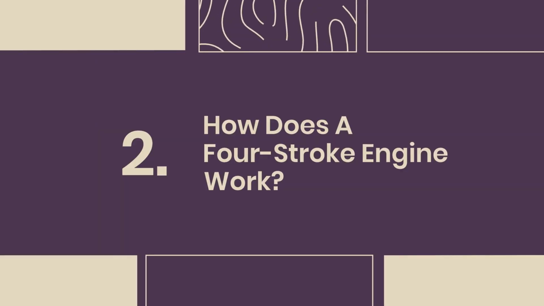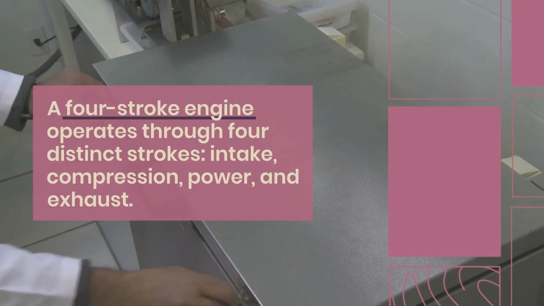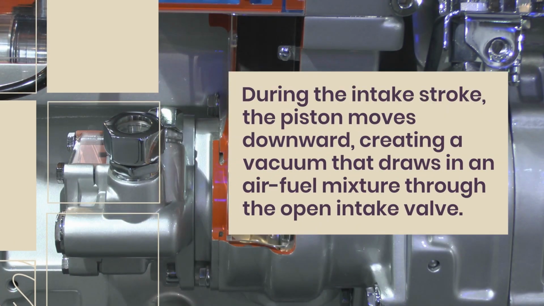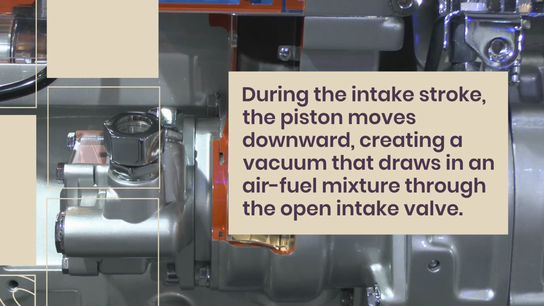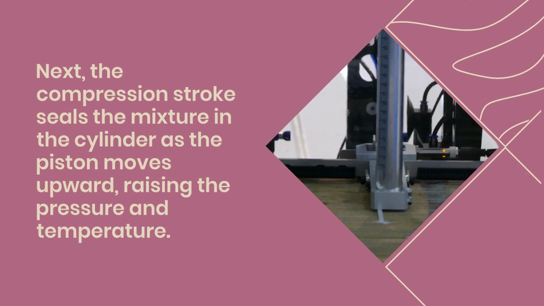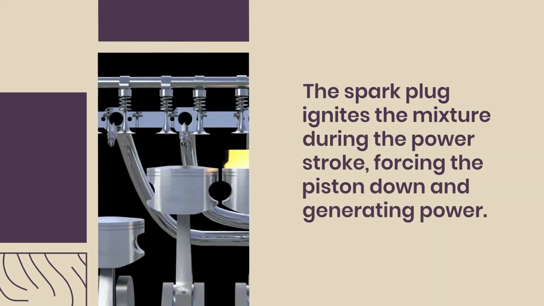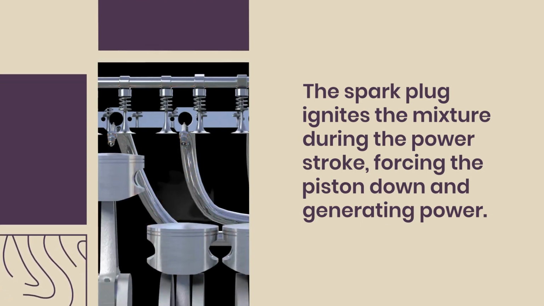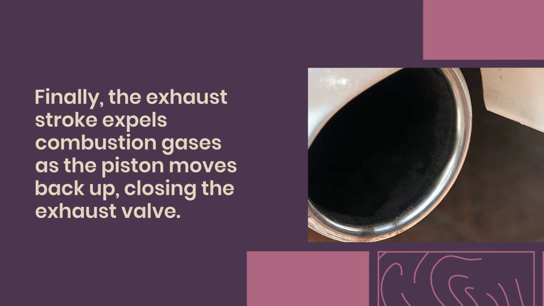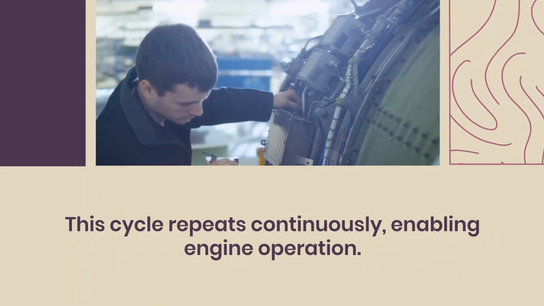2. How does a four-stroke engine work? A four-stroke engine operates through four distinct strokes: intake, compression, power, and exhaust. During the intake stroke, the piston moves downward, creating a vacuum that draws in an air-fuel mixture through the open intake valve. Next, the compression stroke seals the mixture in the cylinder as the piston moves upward, raising the pressure and temperature. The spark plug ignites the mixture during the power stroke, forcing the piston down and generating power. Finally, the exhaust stroke expels combustion gases as the piston moves back up, closing the exhaust valve. This cycle repeats continuously, enabling engine operation.